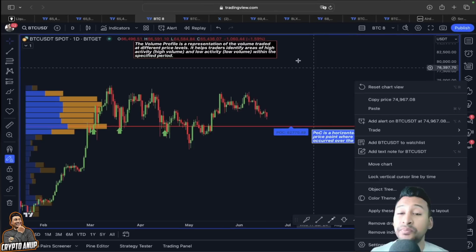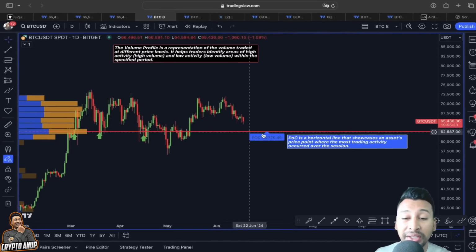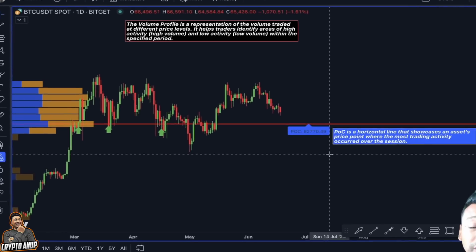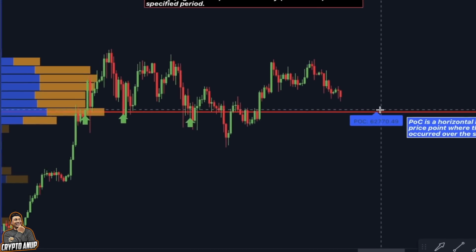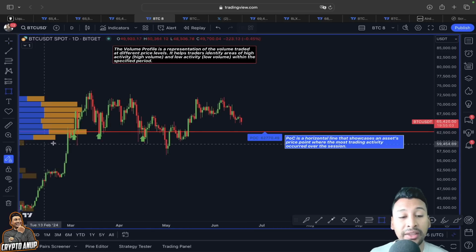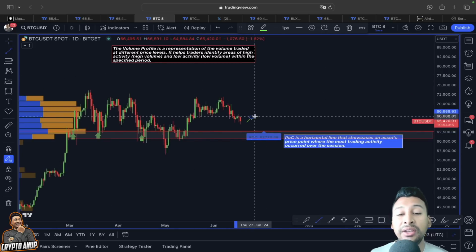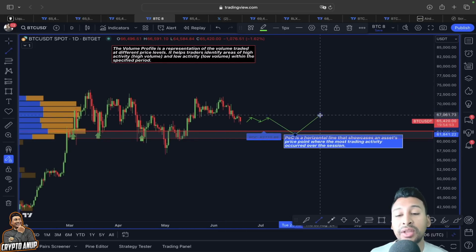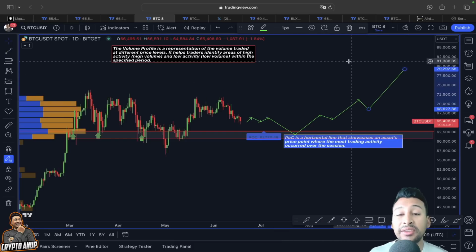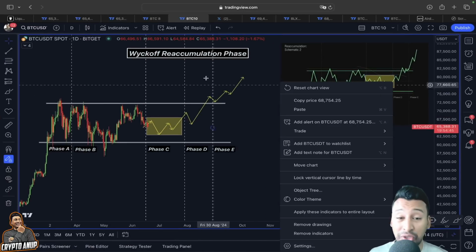But in the medium short term, you can see the volume profile is also pointing out that since this POC line, point of control line, is sitting somewhere around 63,000, this trend line could be attracting us. And why? Because this POC line showcases an asset's price point where the most trading activity occurred over the session. So that's why for us, this horizontal trend line, this red line which sits around 62,000, could be attracting us, but this trend line will be looked at as one of the most important lines of support, and price after that is expected to show another reversal here like this.